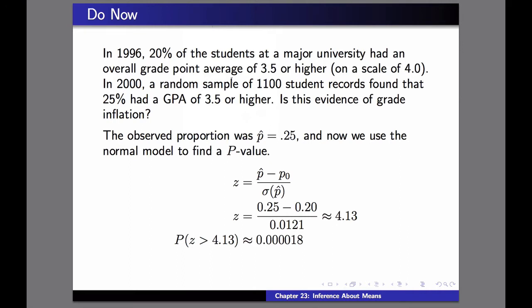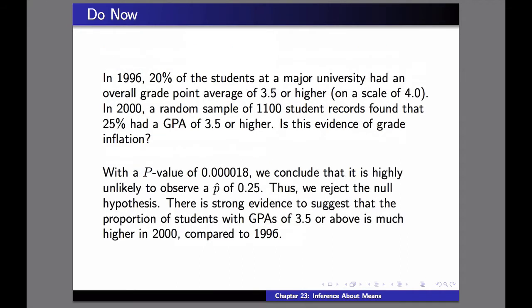Okay, so what does this mean? How do we interpret it? Well, with a p-value of this really small number, we conclude that it's highly unlikely to observe a p-hat of 0.25 if the true proportion were 20%. So thus, we reject the null hypothesis that the true proportion is 20%. There's strong evidence to suggest that the proportion of students with GPAs of 3.5 or above is much higher in 2000. Okay? So that was inference for proportions.